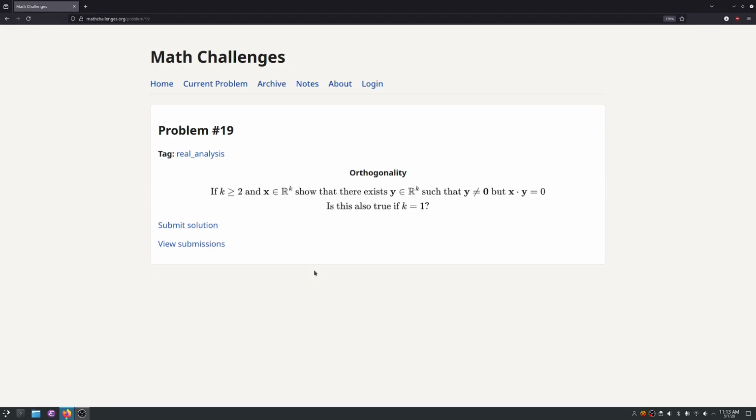So our question says, for dimensions bigger than 1, if you've got a number in R^k, show that there's another number that's orthogonal to it, a non-trivial number. 0 doesn't count as orthogonal. So if you're given a fixed x, can you find another number in the same space whose dot product is 0? And is it still true if k is 1?